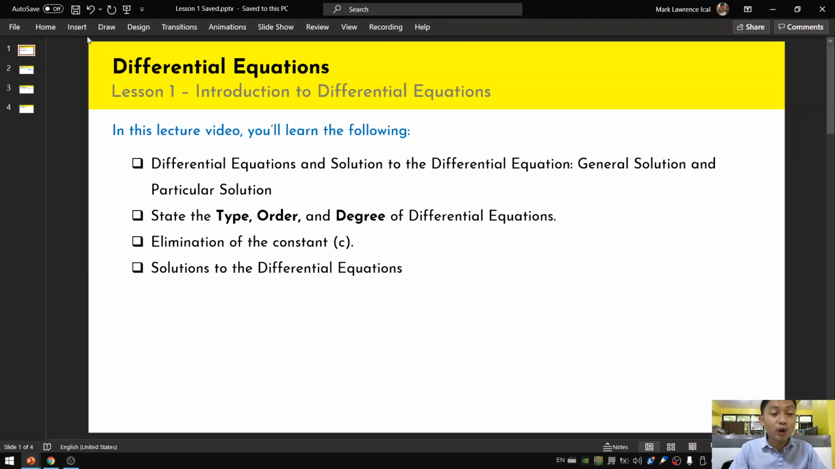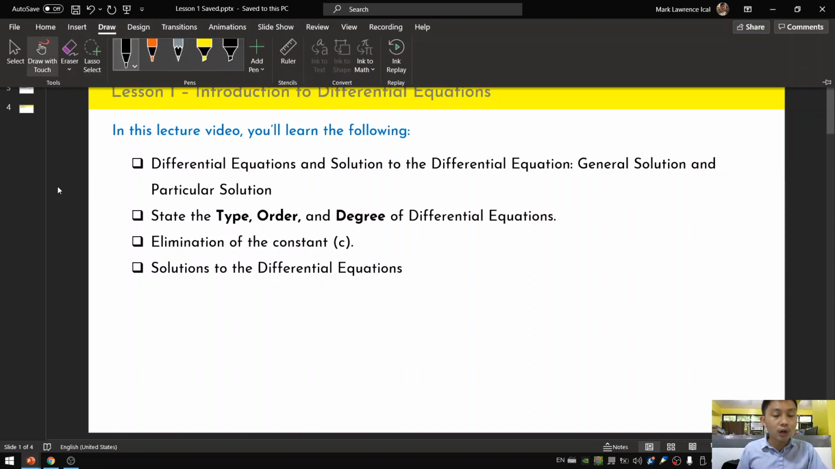So you're going to learn what are differential equations and what are the solutions to the differential equation. So there are two solutions. So we have the general solution and a particular solution. So I'm going to discuss to you what are those.